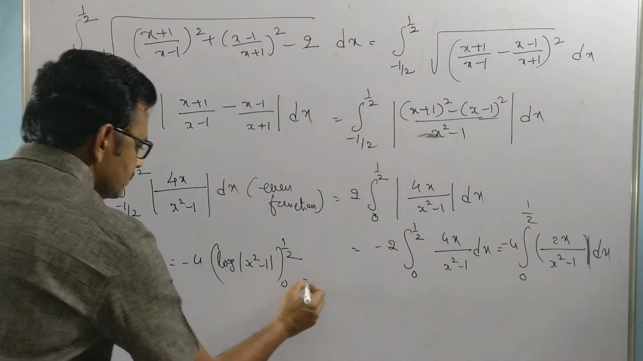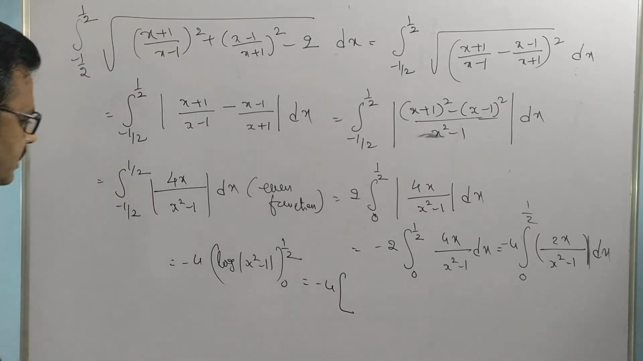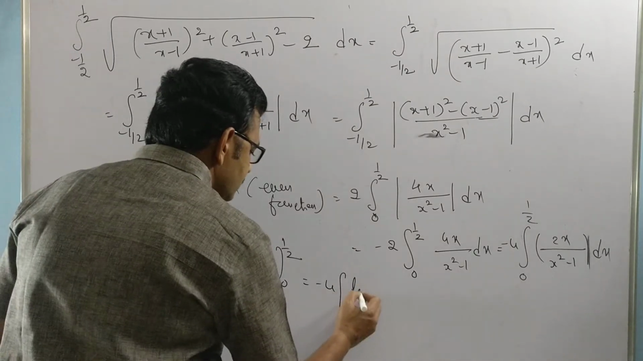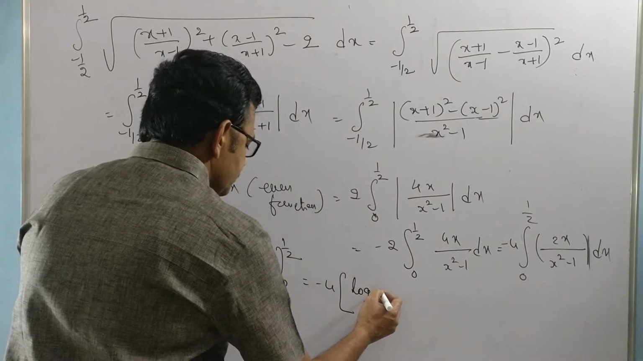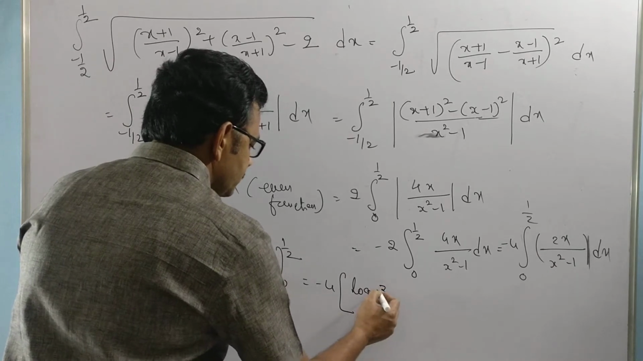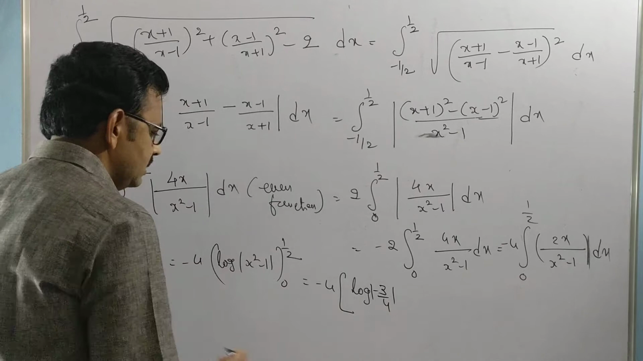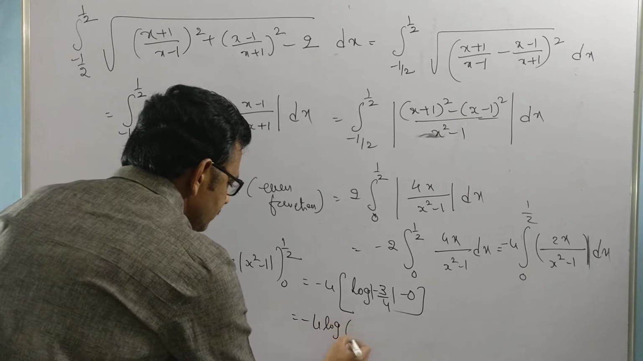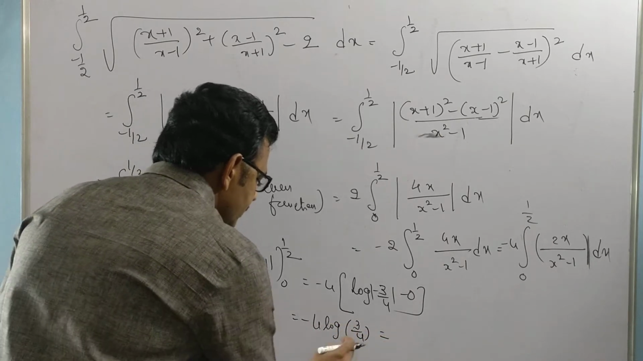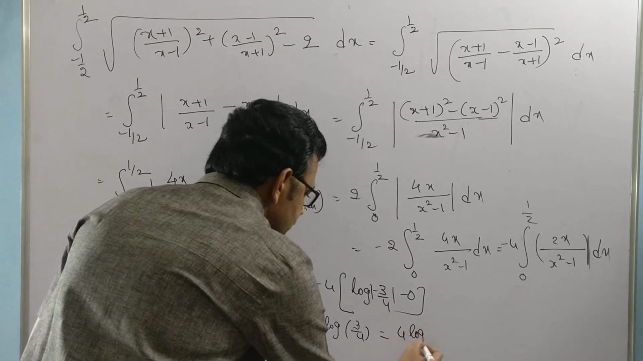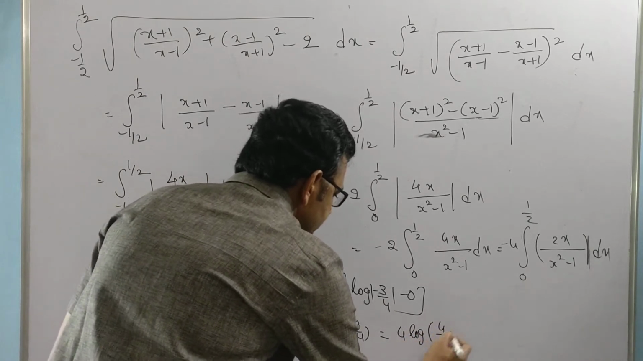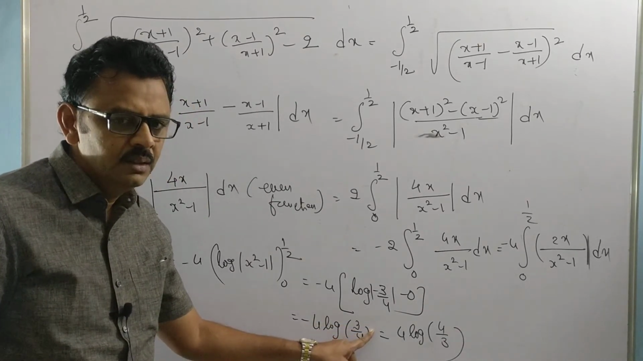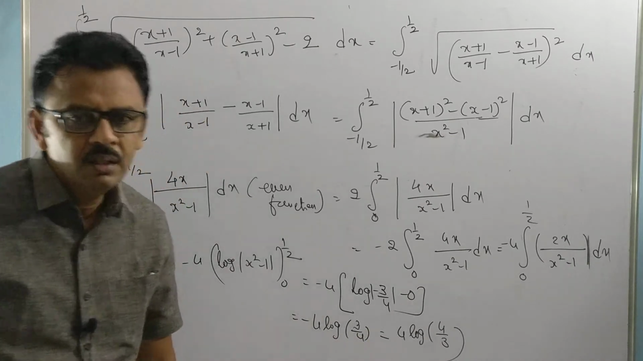That is equal to minus 4 into, now for the upper limit, in place of x write 1 by 2. 1 by 4 minus 1, that is equal to log of mod, so you can write that is 3 by 4, you can put minus inside the mod, and log 1 is 0. That is equal to minus 4 log of 3 by 4. Now 3 by 4 can be written as 4 by 3 whole power minus 1, so this equals 4 log 4 by 3.